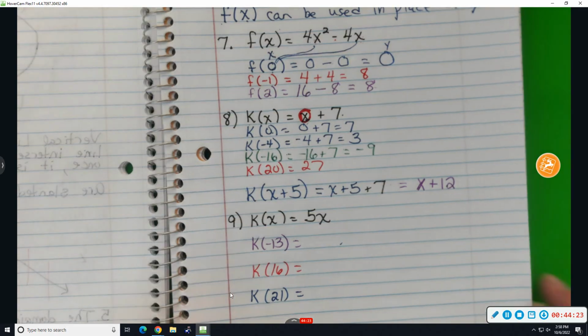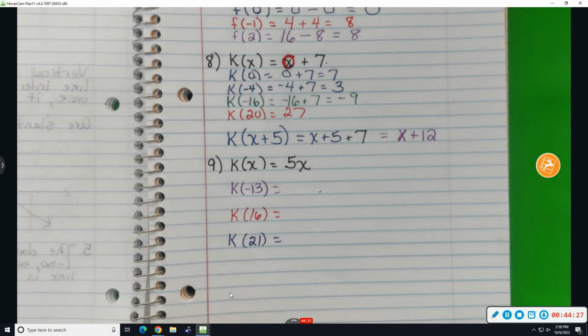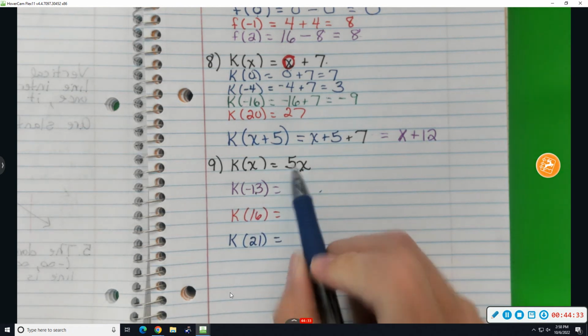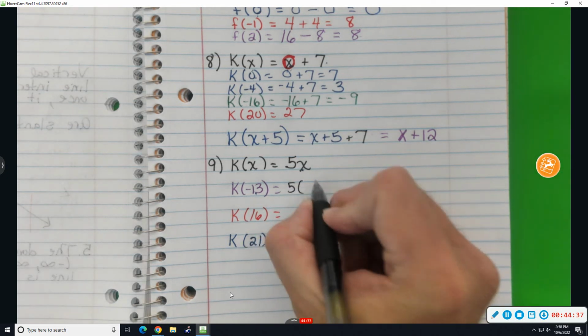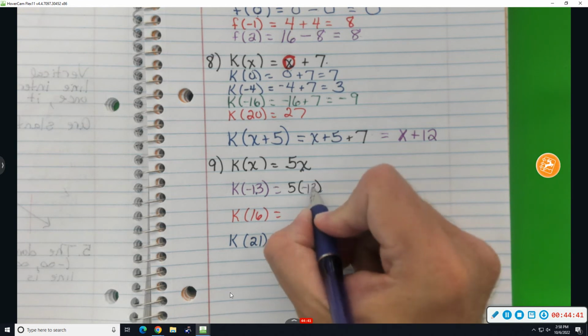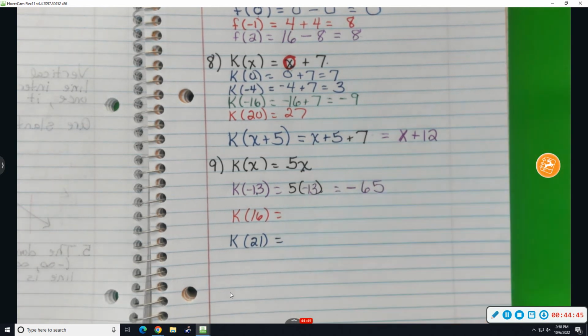Okay. Let me lift this up a little. So for the first one, plug negative 13 in for x. So we have negative 5 times negative 13. Is that a negative 65? Yep. I'll wait to type these in until I've done all of them.